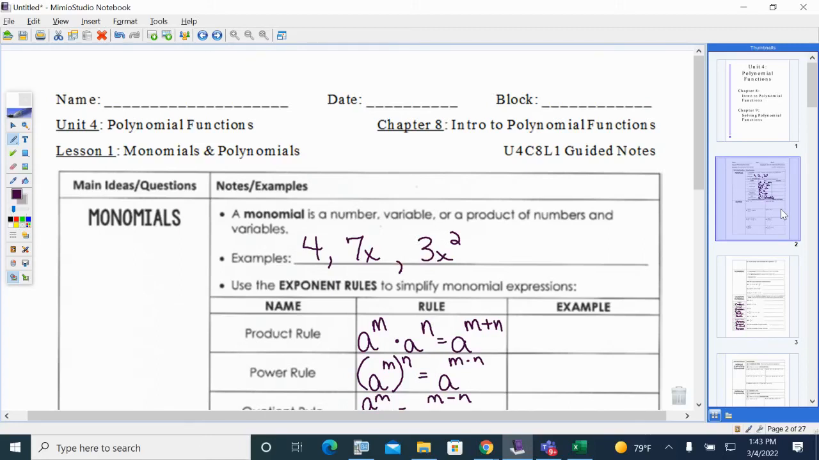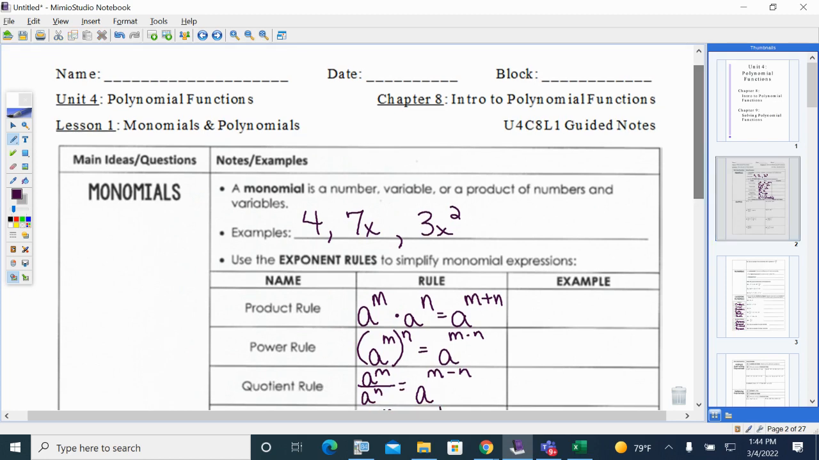This video is on Unit 4 on polynomial functions, Chapter 8, Introduction to Polynomial Functions, Lesson number 1 on monomials and polynomials. In our notes here, it introduces you to the first vocabulary word, a monomial. A monomial is a number, variable, or a product of numbers and variables.